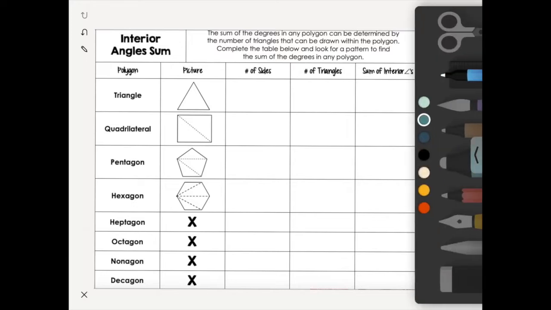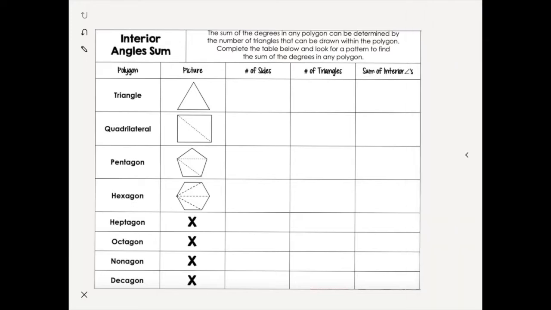So first off, we have a triangle. And by the way, this is in your notes within your homework, so you can take notes on your own paper, or you can just reference the homework and you'll see that it is there. So we have a triangle. The number of sides is 3, and obviously there's only one triangle. We already talked about the sum of the interior angles in the triangle. We know it's 180.